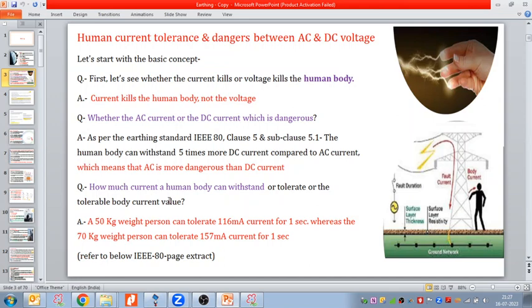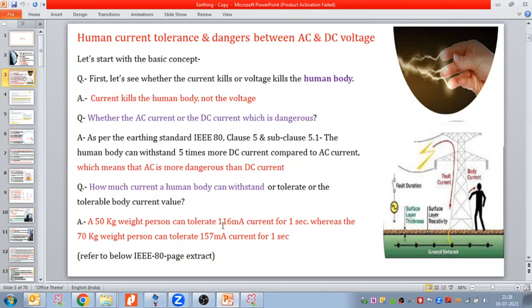So when we are going for the earthing, when we are going for the grounding, we should know how much current a person can tolerate, right? So the standard is telling a 50 kg person, because it will depend on the body weight, or the weight of the person. Based on that, the resistance and the body structure are decided. So a 50 kg person can tolerate 116 milliampere current. The timing is more important, for 1 second. Whereas a 70 kg person can tolerate higher current, 157 milliampere for 1 second.